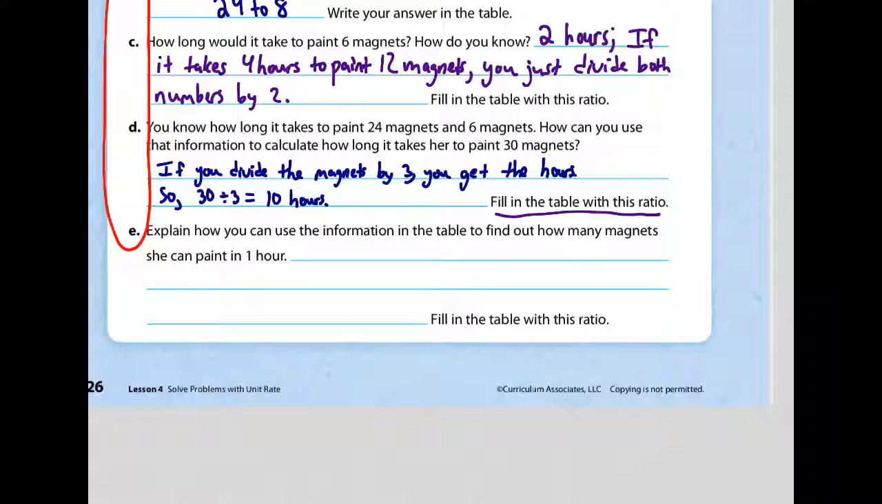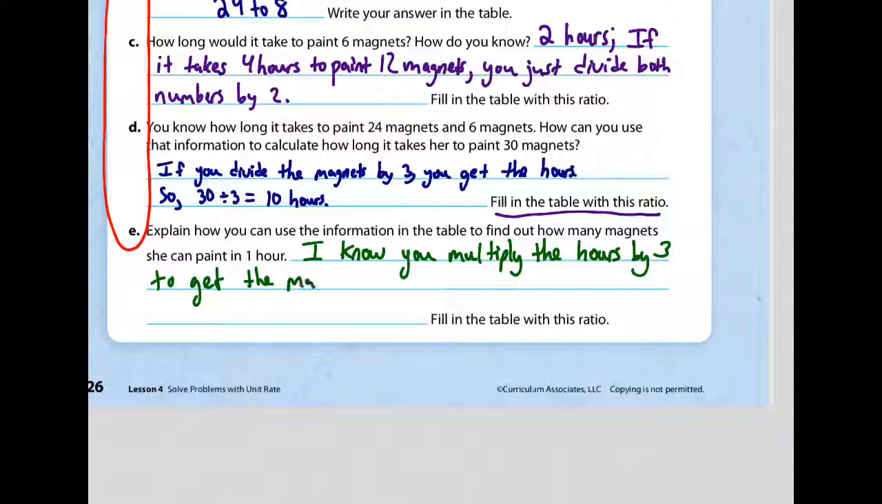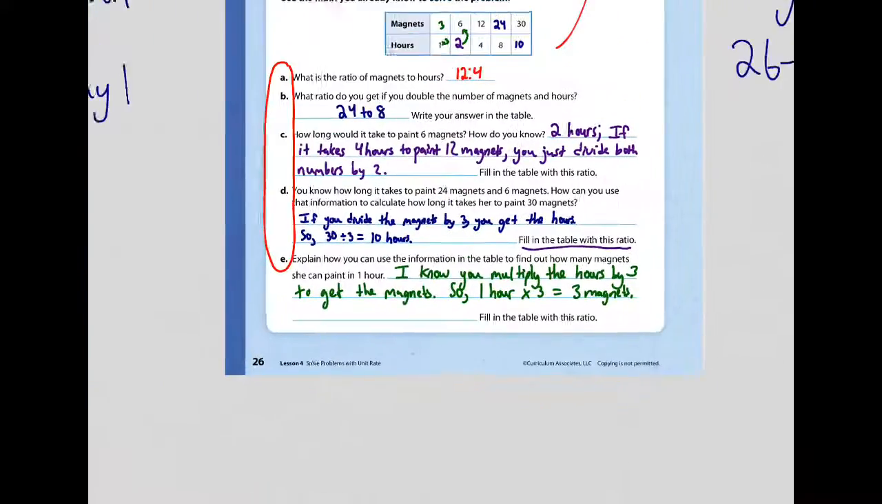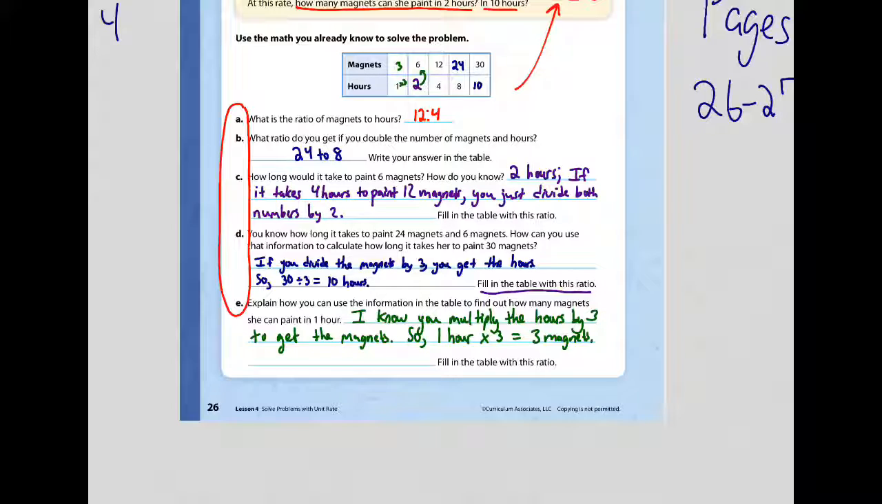I'm just going to say, I know you multiply the hours by 3 to get the magnets. So 1 hour times 3 equals 3 magnets, which is the answer that I filled in the table. Now remember, you don't need those exact words. I'm just explaining how I got the answer.